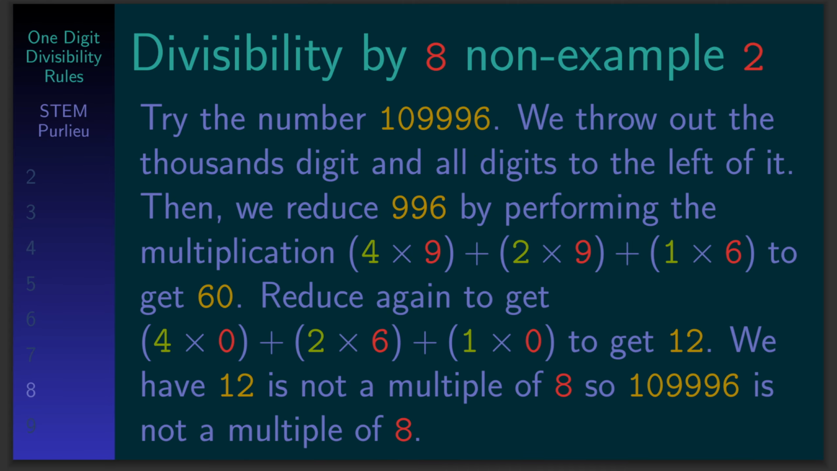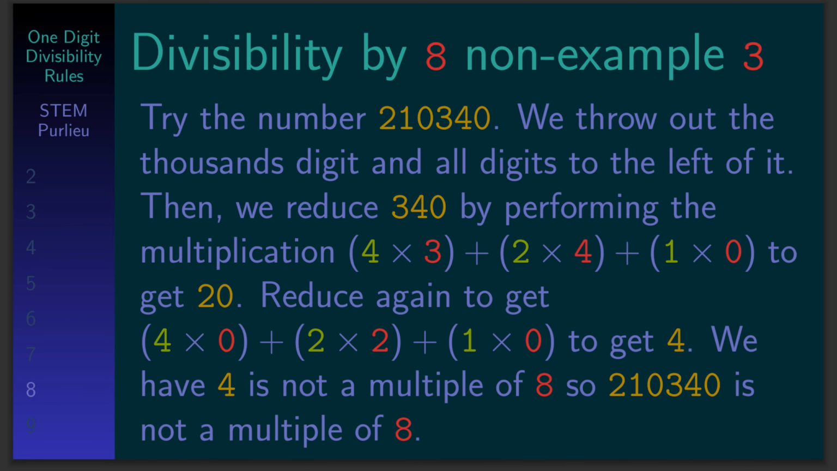Now let's look at the number 109,996. We throw out the thousand digit and all the digits to the left of it. Then we reduce 996 by performing the multiplication 4 times 9 plus 2 times 9 plus 1 times 6 to get 60. Reduce again to get 4 times 0 plus 2 times 6 plus 1 times 0 to get 12. We have 12 is not a multiple of 8, so 109,996 is not a multiple of 8.